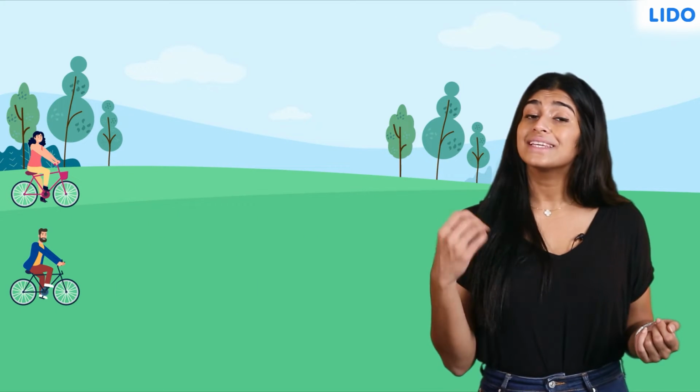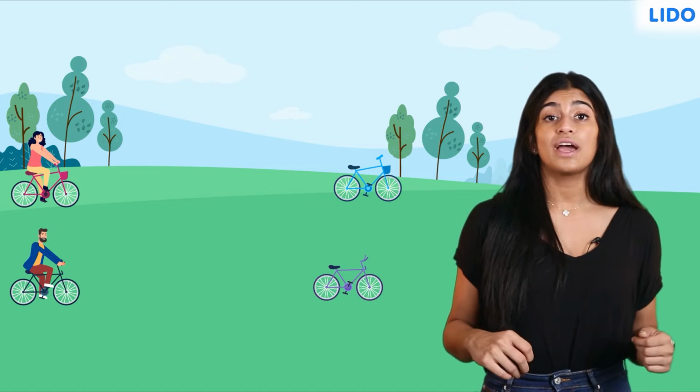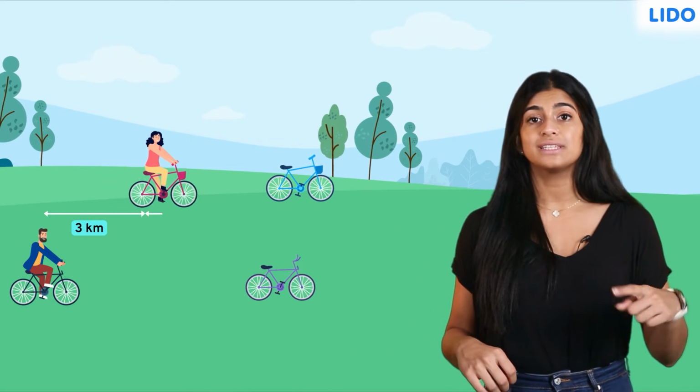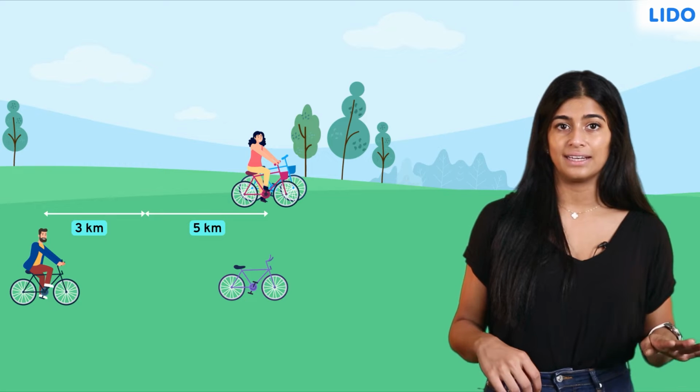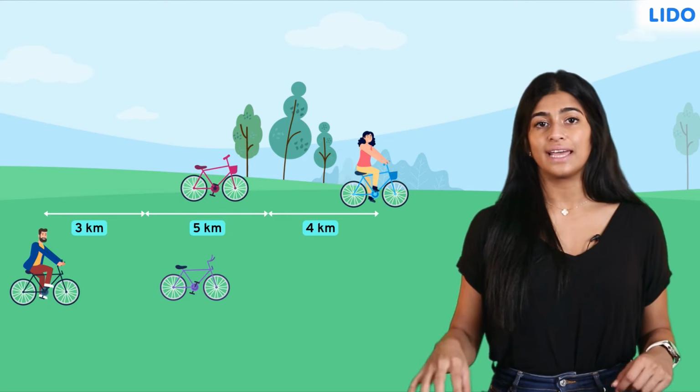Both Diya and Raj are at the same milestone. Now, they're gearing up for another challenge. This time, they plan to use 2 different cycles. Diya covers 2 stretches of 3 kilometers and 5 kilometers on the first cycle. Then she cycles for another 4 kilometers on the second cycle.